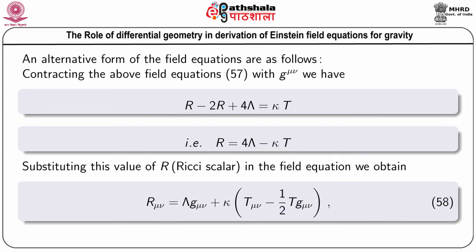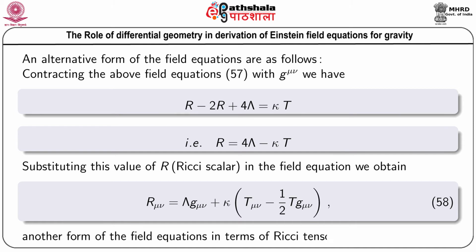Now, substituting this value of R, the scalar curvature, in the field equation, we obtain R mu nu equals gamma G mu nu plus k within the bracket T mu nu minus half T G mu nu, and this is another form of the field equations in terms of the Ricci tensor.